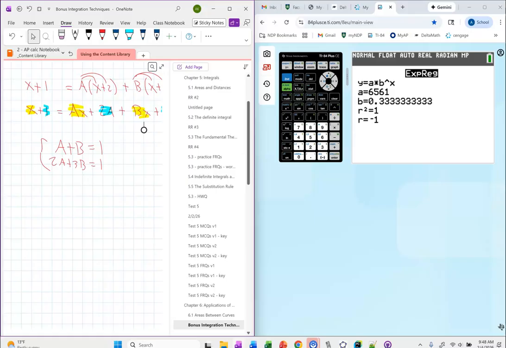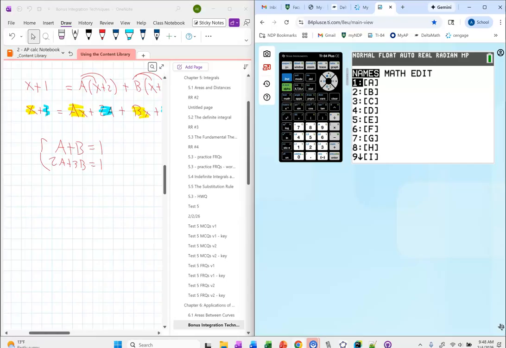To get into the matrix menu, I press second and the matrix button. To enter data into a matrix, I'm going to go over to the Edit tab. I'm going to select a matrix, just matrix A. The first input asks for the dimension of the matrix. So the first piece is the number of rows by the number of columns.